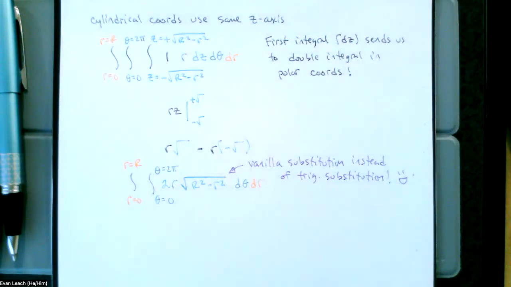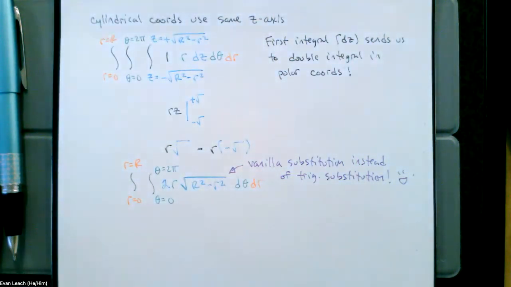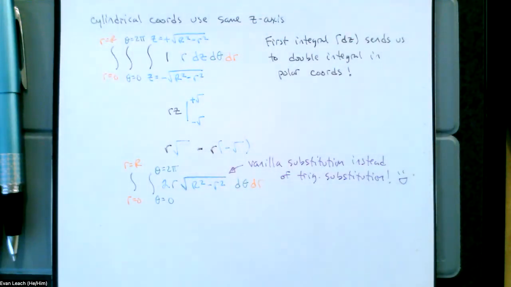Where before we had trigonometric substitution, here we have a plain vanilla substitution. w is equal to r squared minus r squared, dw is negative 2r dr. Oh, we're not even ready to do that. We have to do theta first, but anyway, I'm a whole integral ahead. But it doesn't matter what order I do these integrals in.